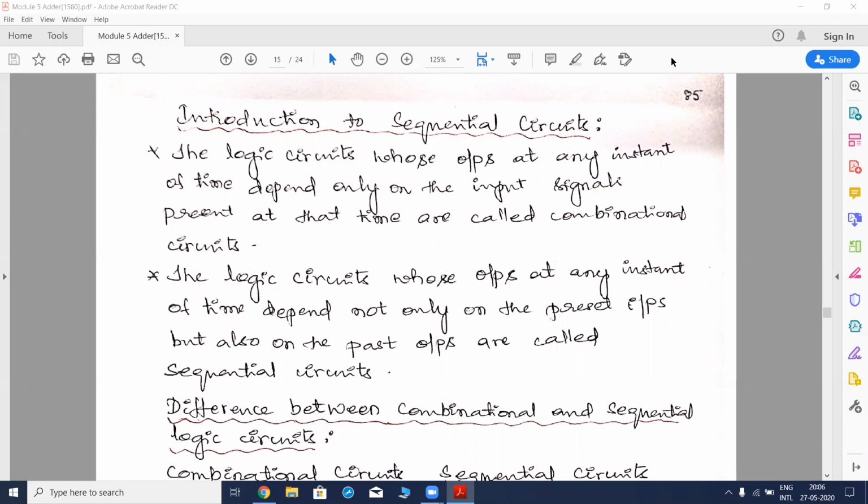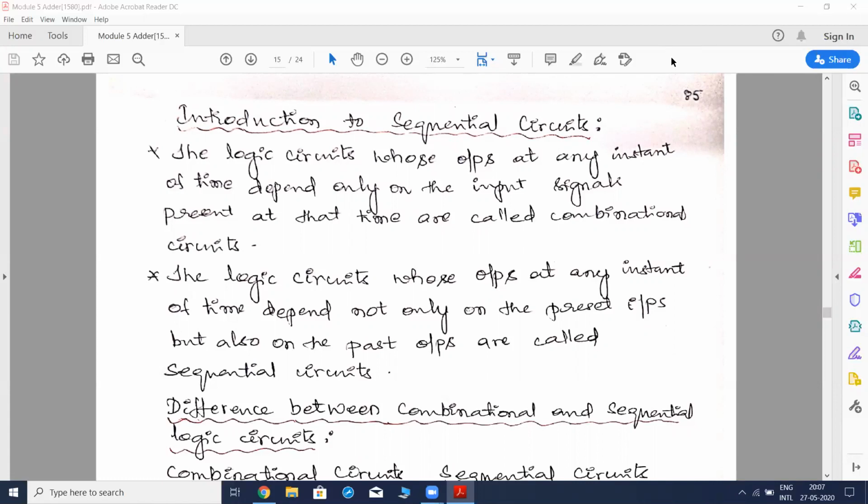There are two types of logic circuits: sequential circuits as well as combinational circuits. There is a slight difference between combinational circuits and sequential circuits. First, let us see what a combinational circuit is, so that you will understand what a sequential circuit is all about. We have already discussed combinational circuits.